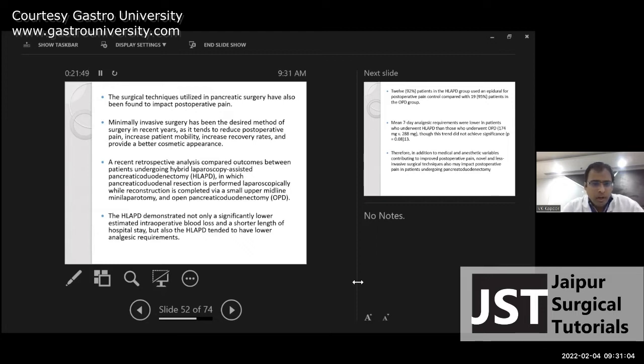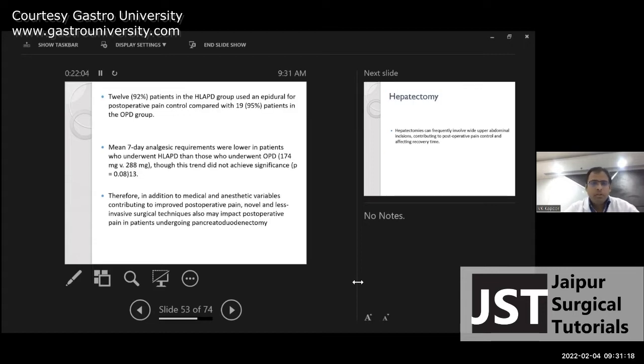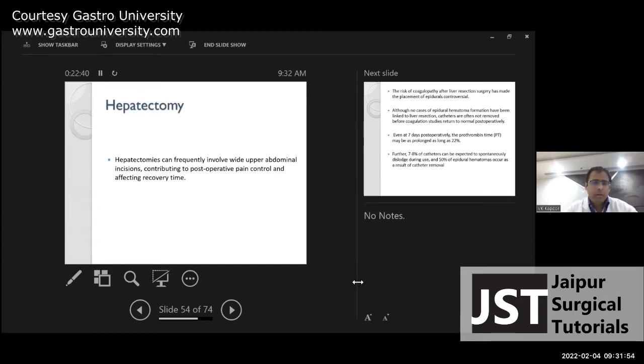It is shown that hybrid laparoscopic-assisted pancreaticoduodenectomy has significantly lower blood loss, shorter hospital stay, and lower analgesic requirements. 12 patients undergoing laparoscopic procedures used an epidural for post-operative pain control as compared with open pancreaticoduodenectomy procedures. Mean 7-day analgesic requirements were lower in those who underwent laparoscopic-assisted procedures than in those who underwent open procedures. In addition to medical and anesthetic variables contributing to post-operative pain, these novel less invasive surgical techniques also reduce the pain in pancreaticoduodenectomy patients. Next is hepatectomy.